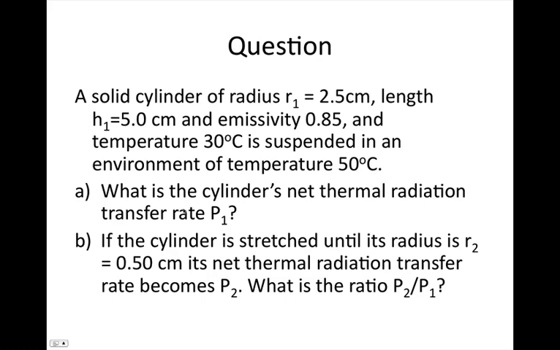Next, a solid cylinder of radius R1, 2.5 centimeters, length 5 centimeters, emissivity 0.85, and temperature 30 degrees C, is suspended in an environment of temperature 50 degrees C. A, what is the cylinder's net thermal radiation transfer rate, P1? And B, if the cylinder is stretched until its radius becomes 0.5 centimeters, its net thermal radiation transfer rate becomes P2. What is the ratio of P2 on P1?